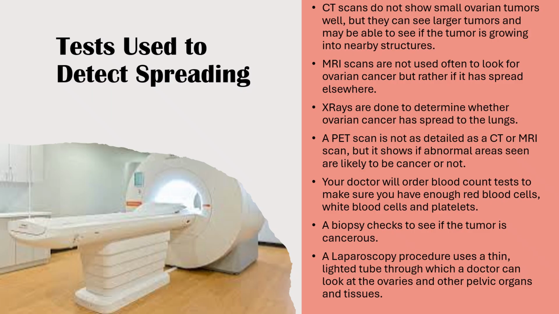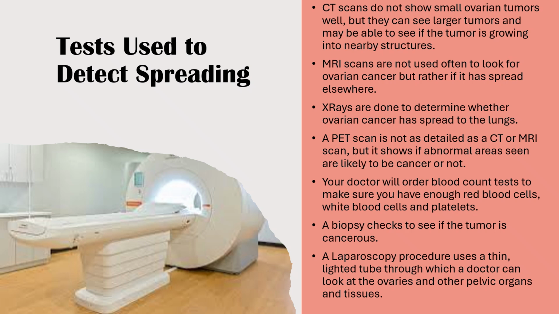These tests are used not for ovarian cancer screening, but to see if the cancer has spread elsewhere. So CT scans do not show small ovarian tumors well, but they can see larger tumors and may be able to see if the tumor is growing into nearby structures. MRI scans are not used often to look for ovarian cancer, but rather if it has spread elsewhere. X-rays are done to determine whether ovarian cancer has spread to the lungs. A PET scan is not as detailed as a CT or MRI scan, but it shows if abnormal areas seen are likely to be cancer or not.